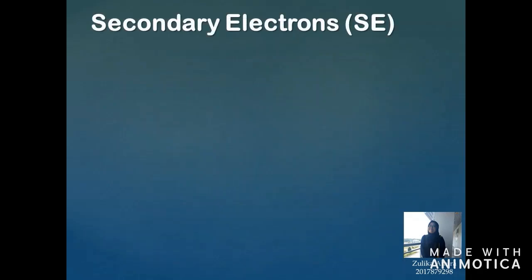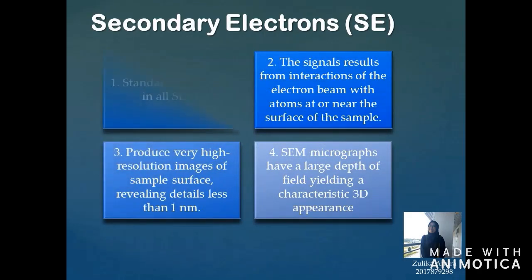Secondary electrons. Secondary electron detectors are standard equipment in all SEMs, but it is rare that a single machine will have detectors for all possible signals. The signals result from the interaction of the electron beam with the atoms at or near the surface of the sample.